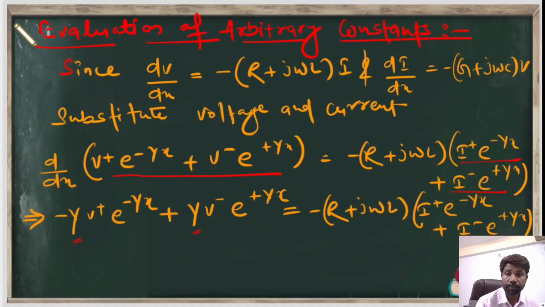After that, we will evaluate the arbitrary constants. There are 4 arbitrary constants, as I discussed in the previous lecture, and the arbitrary constants are v plus, v minus, I plus, and I minus. From this expression, we can say that dv by dx is equal to this one, and di upon dx is equal to this one.